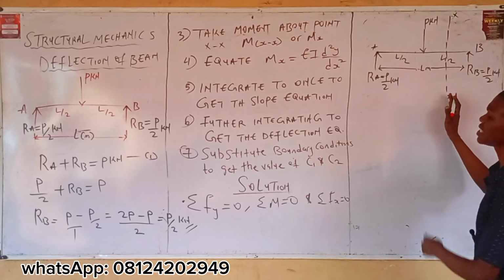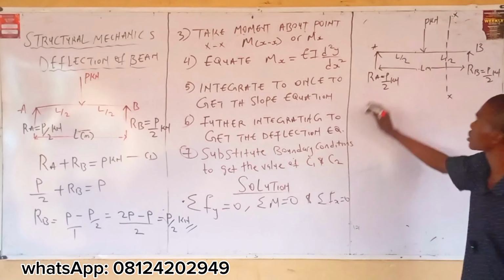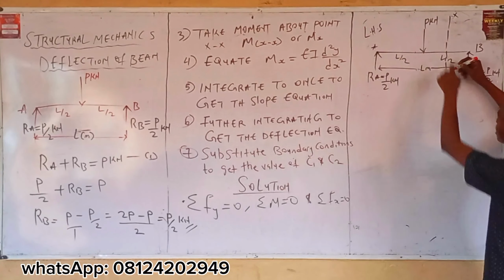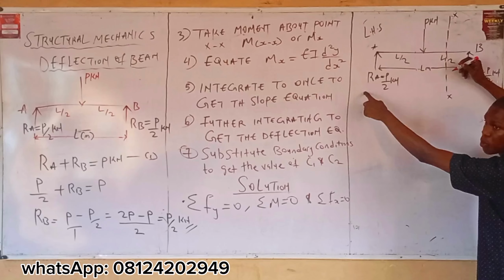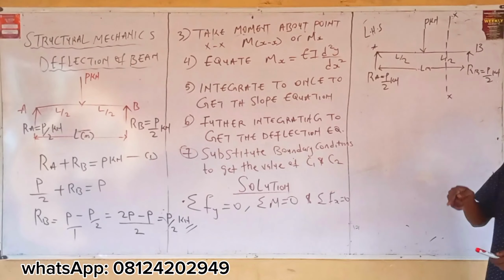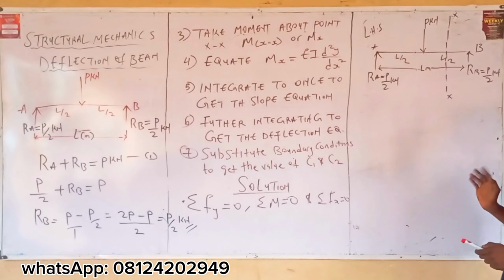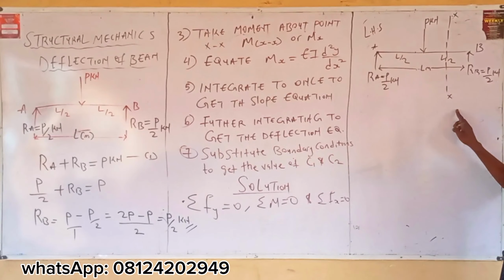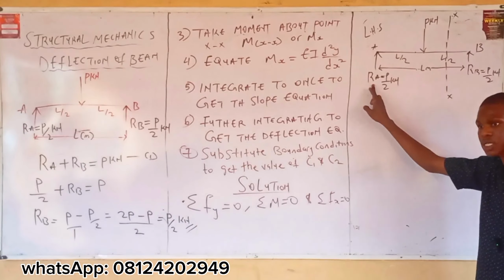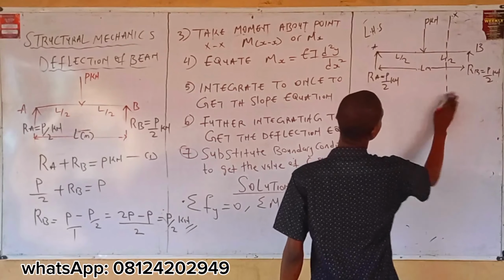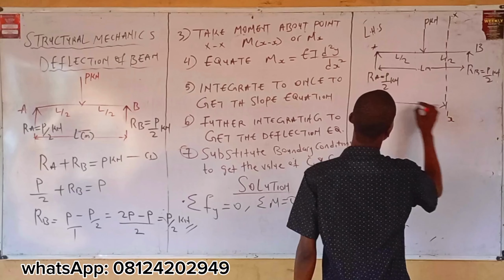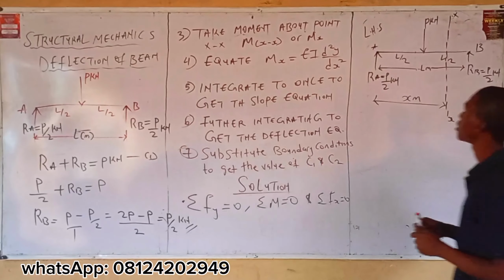We now said at a distance x from the left hand support. You know, this is the left hand support. So from this place that we've sectioned up to the left hand support, the distance is x. So the distance between this sectioned part and this left hand support is x meter. Are you getting me? So you've sectioned and you have something like this. This is x meter.